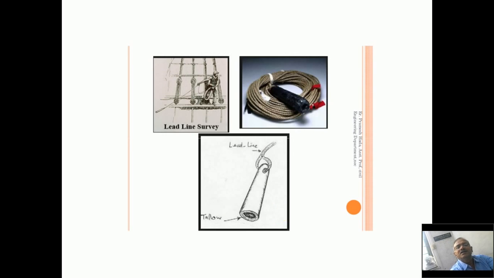You can easily notice the kinds of equipment used here. So this is the lead line, this conical shape at the bottom. So tallow is applied here so that you will get the soil particles here.